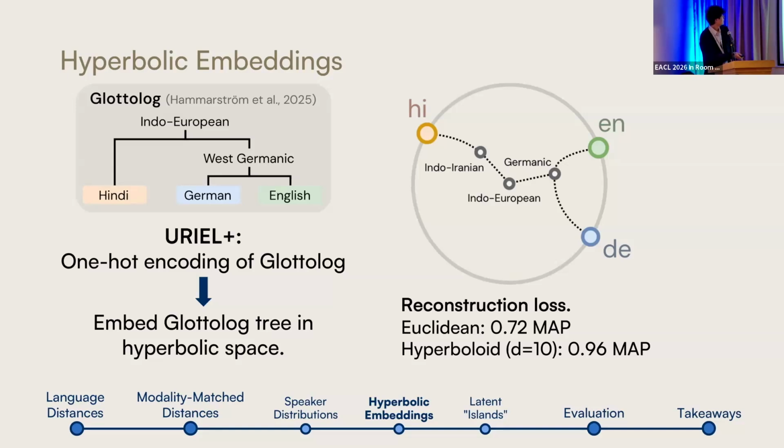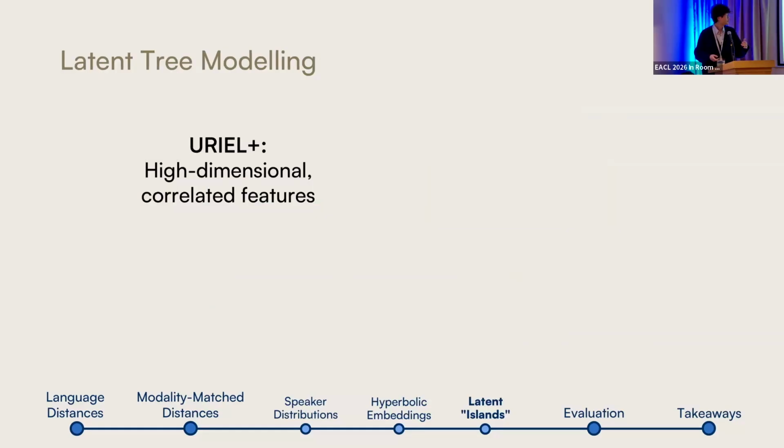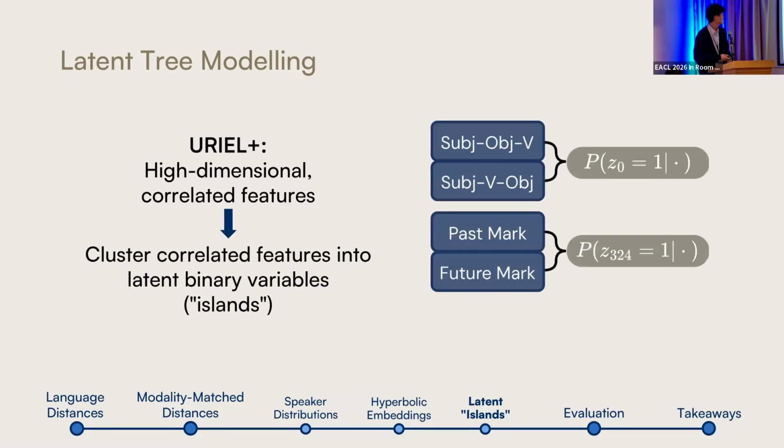And then finally, for the typological modality, instead of the URIEL+ approach, which represents languages with high-dimensional vectors that have groups of correlated features, we instead group those groups of correlated features together into latent binary variables, which we call an island. Now, an island contains groups of multiple typological features, where we guess that there should be some underlying factor that governs that group of features.